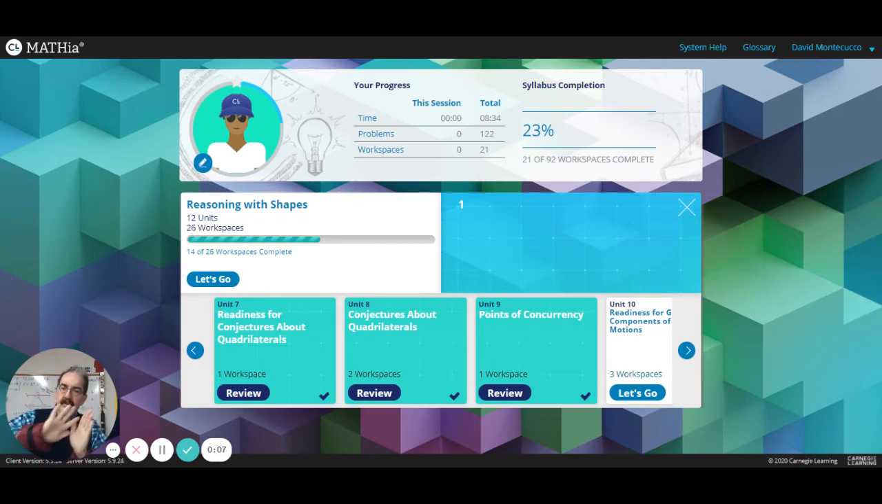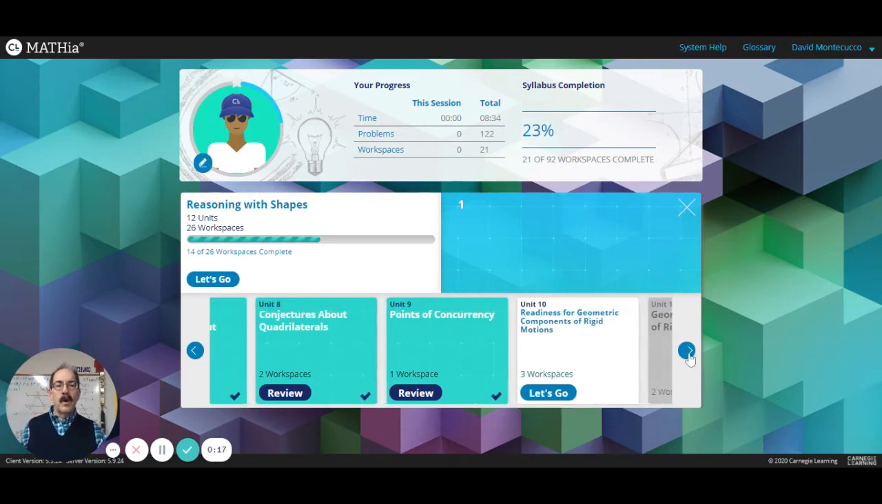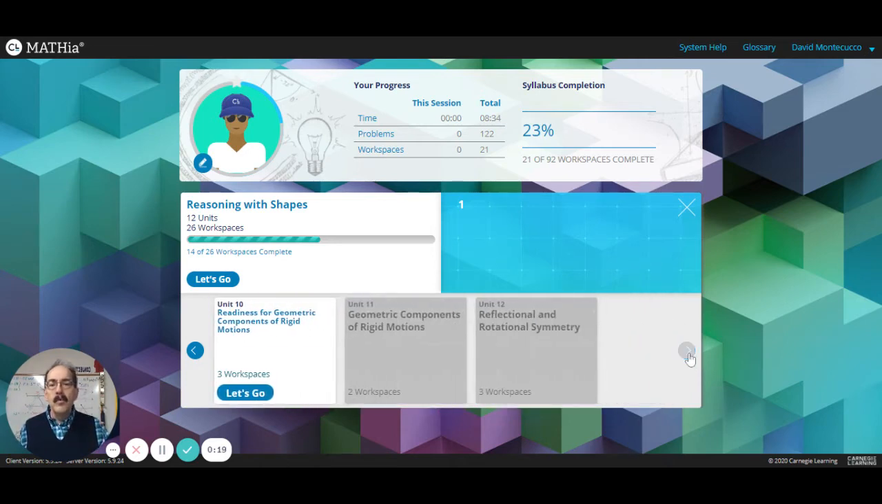We're finally through everything about triangles and quadrilaterals. Now we want to make sure that we have the notation down for rigid motion. All we have is 10, 11, and 12 left, and we're done with this module. So here we go.